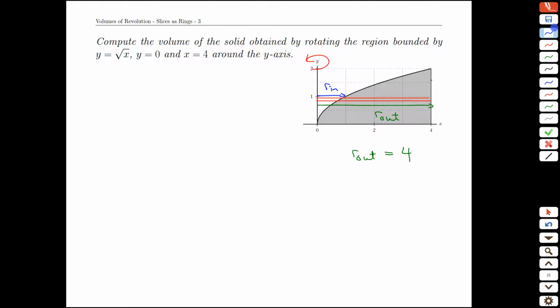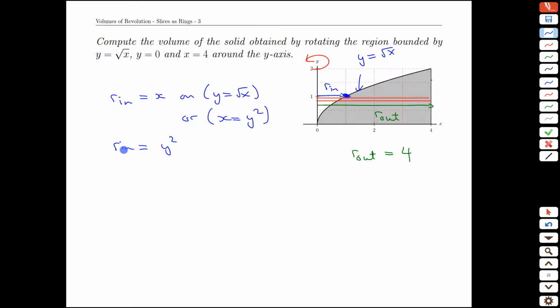The inner radius is a little more complicated. It's being defined by the boundary y equals root x, but the r in is the x value on our y equals square root of x. Notice this is a horizontal distance from the axis to a point on a graph. Well, that's what the x-coordinate means. That means we should shuffle this around a little bit, and that's going to give us x equals y squared. So our inner radius, if you tell us what y is, we'll tell you what that radius is.